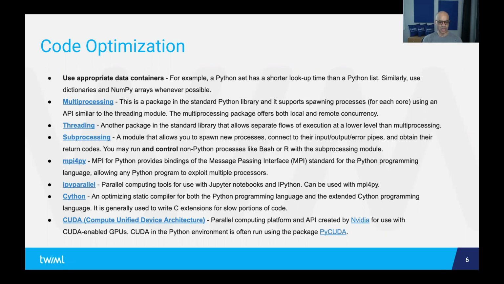Beyond that, there are tools, multiprocessing, threading and subprocessing, which are Python modules that work at different levels of abstraction and allow you to spawn out processes and distribute work to those processes. Those are all fairly low-level tools.